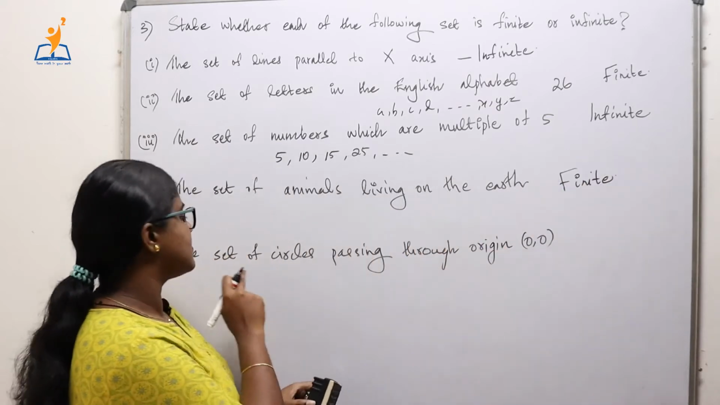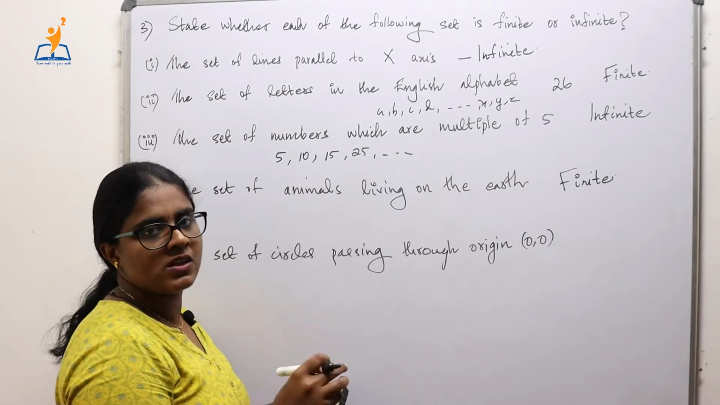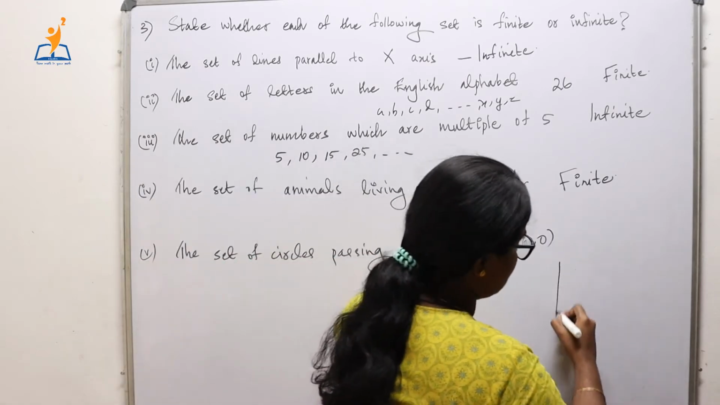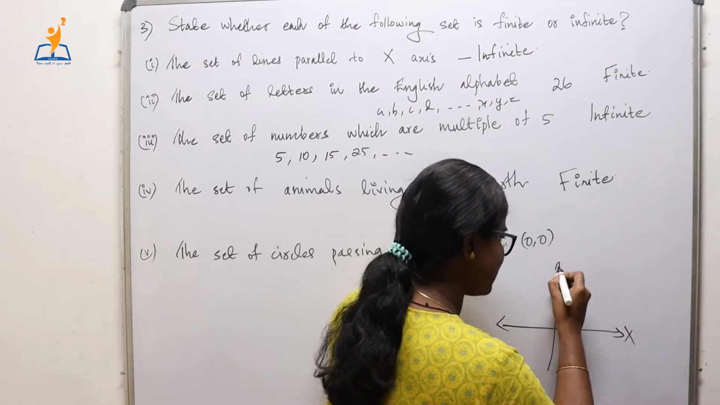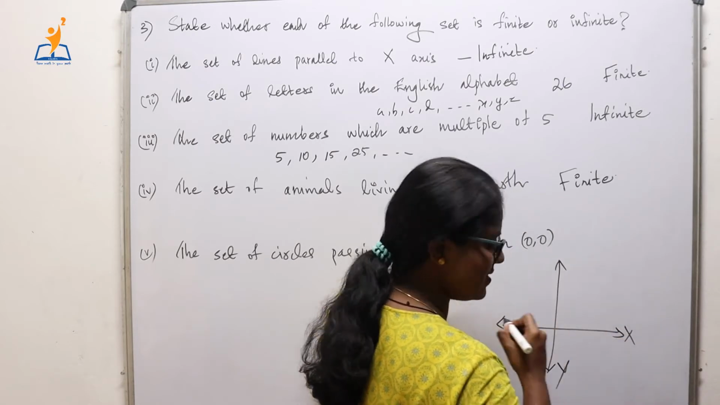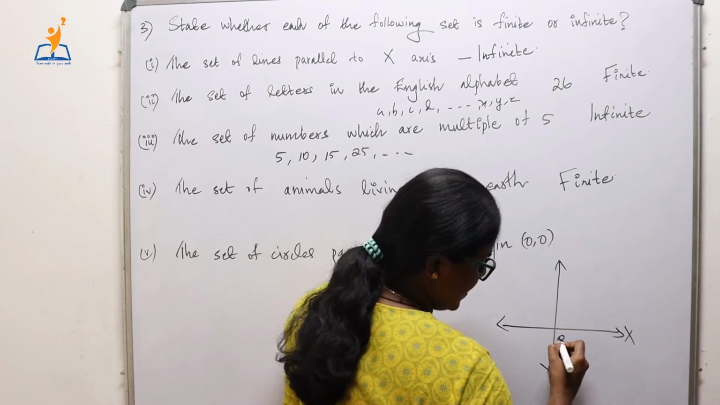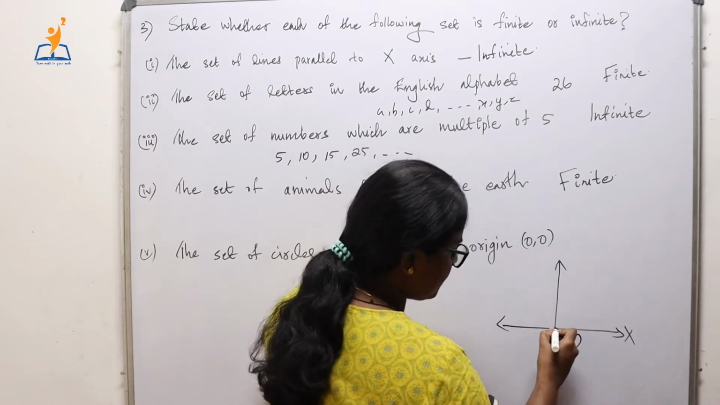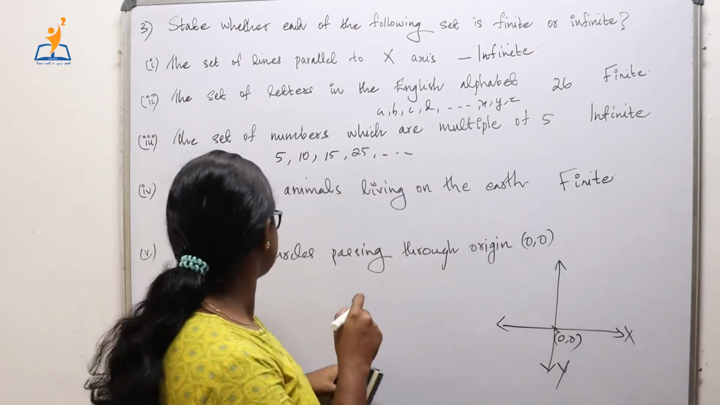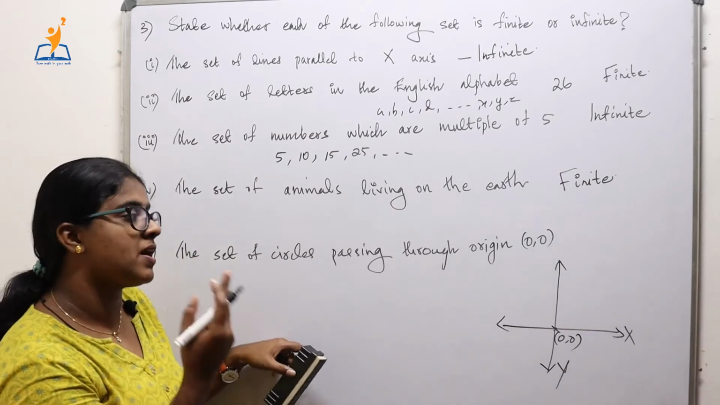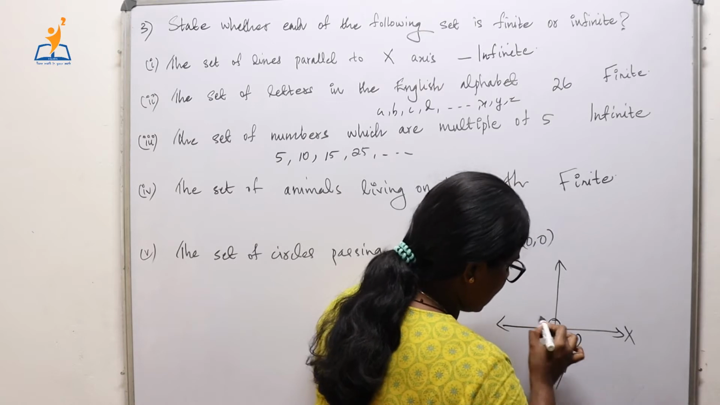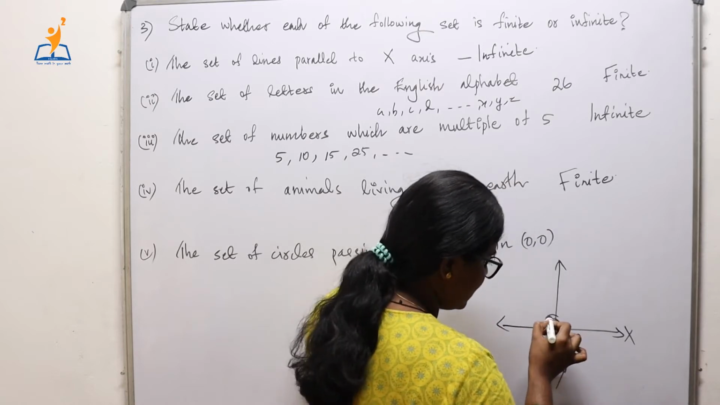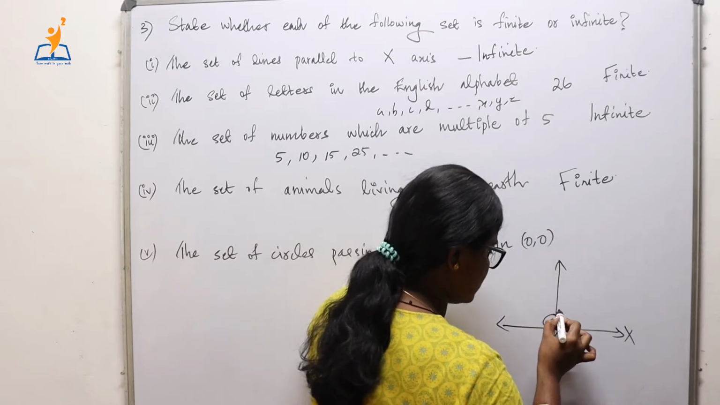Now the set of circles passing through the origin. What is the origin? The origin is the point where both the x-axis and y-axis meet each other. That is 0, 0. This is the origin. We are asked to find the set of circles passing through the origin. This is a circle passing through the origin. This is a circle passing through the origin.